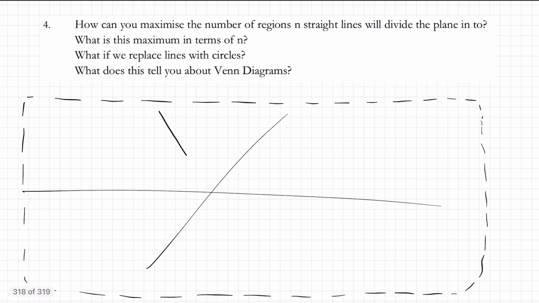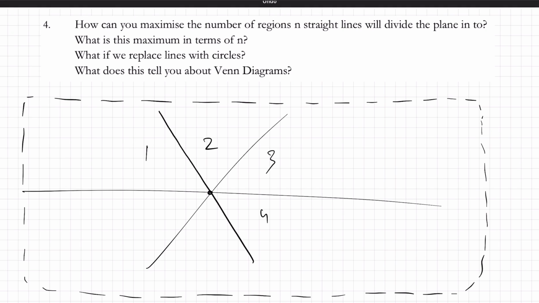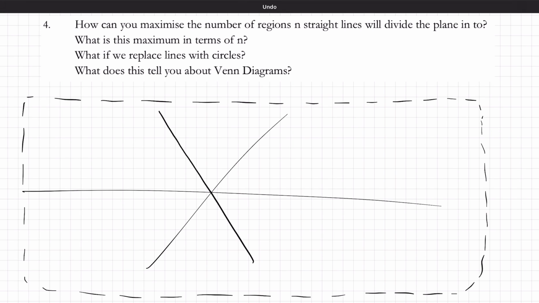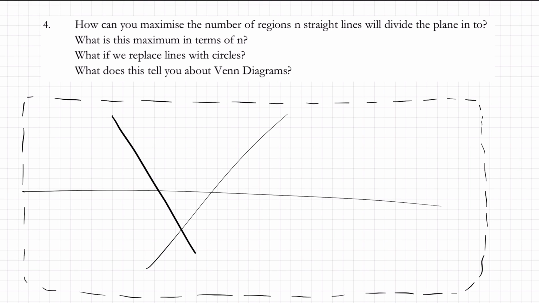So if we make this third line intersect along the point of intersection of the other 2 lines, then we get 1, 2, 3, 4, 5, 6 regions. But if we actually make this intersect at some other points, now we're going to get 1, 2, 3, 4, 5, 6, 7 regions.